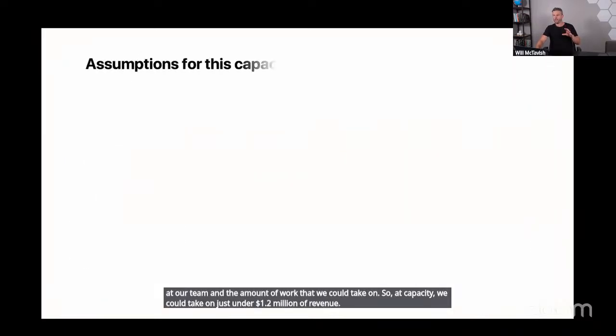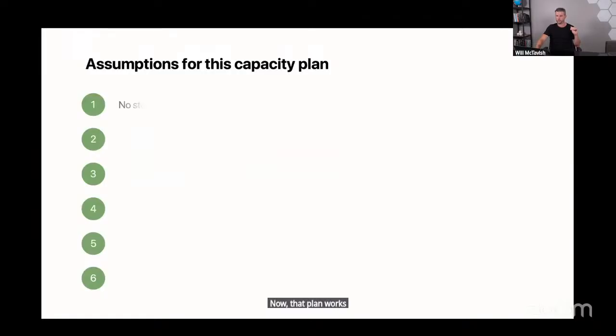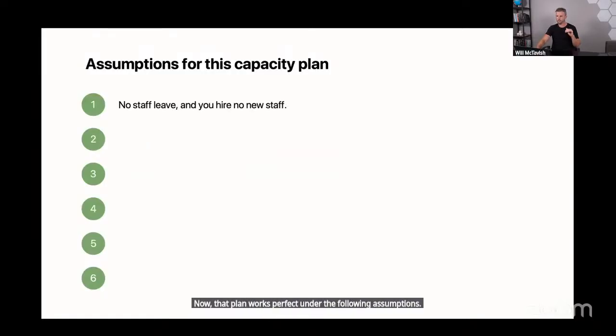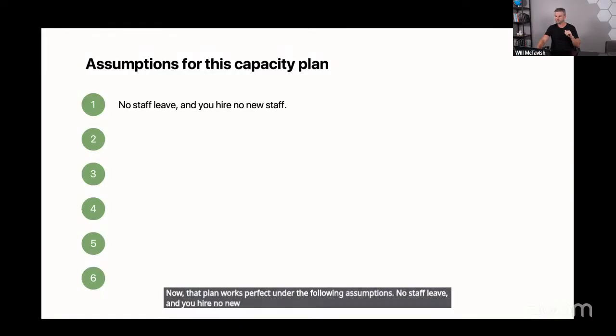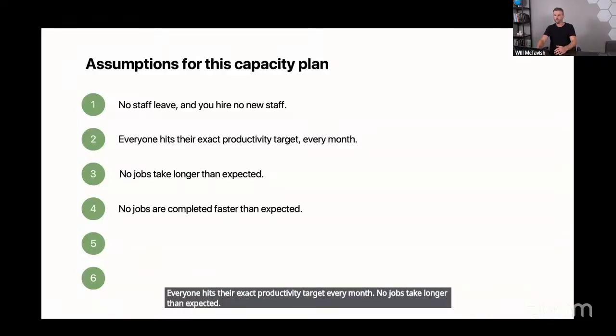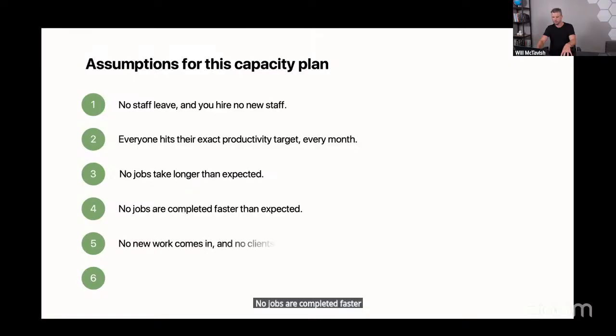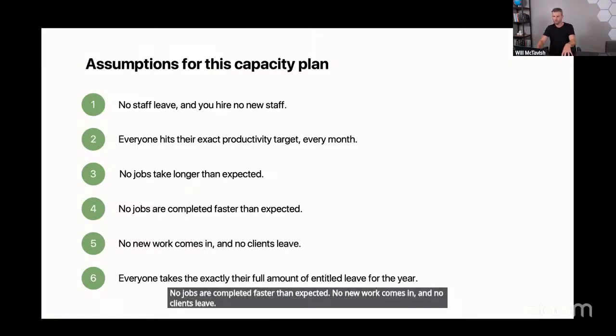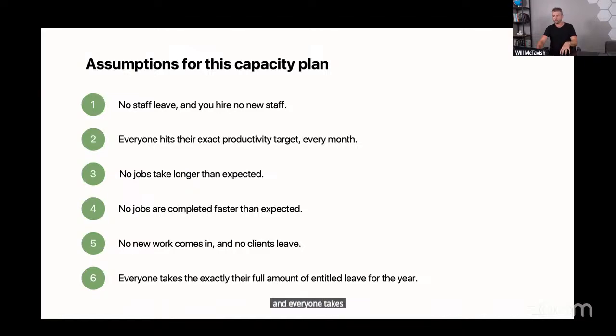Now, that plan works perfectly under the following assumptions. No staff leave and you hire no new staff. Everyone hits their exact productivity target every month. No jobs take longer than expected. No jobs are completed faster than expected. No new work comes in and no clients leave. And everyone takes exactly their full amount of entitled leave for the year.